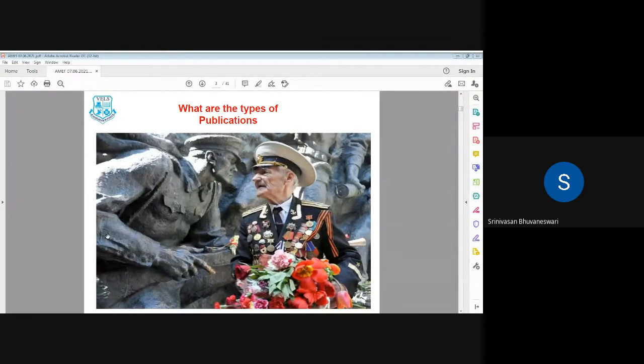even if I am gone by the year 2050, my papers may be cited, although I may not be here physically on the earth. So this is the beauty of a scientist whenever they are publishing. Right. What are the types of publications?